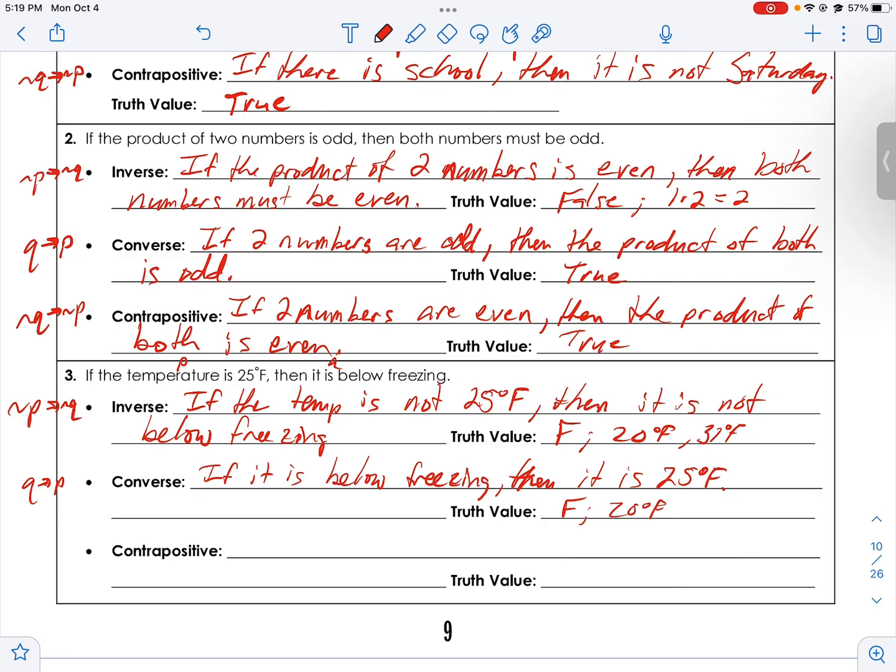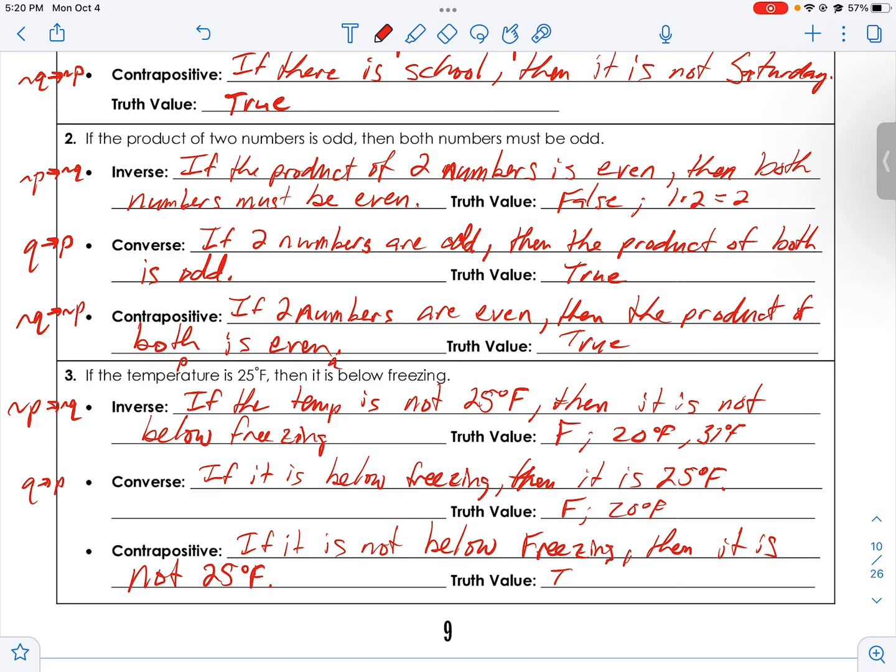Now let's look at the contrapositive. We're going to take the Q and P, we're going to flip them, and we're going to negate them. So if it is not below freezing, then it is not 25 degrees Fahrenheit. That is actually true.